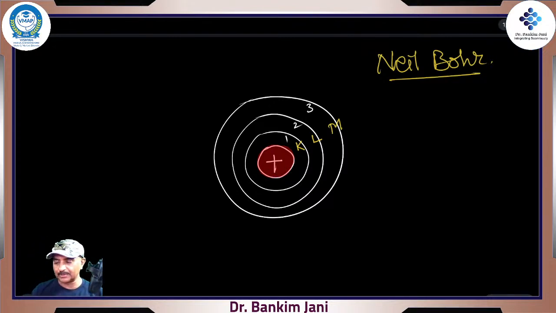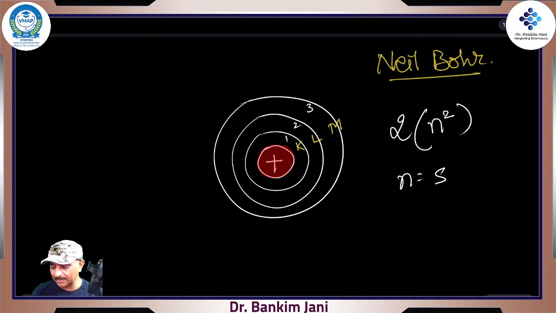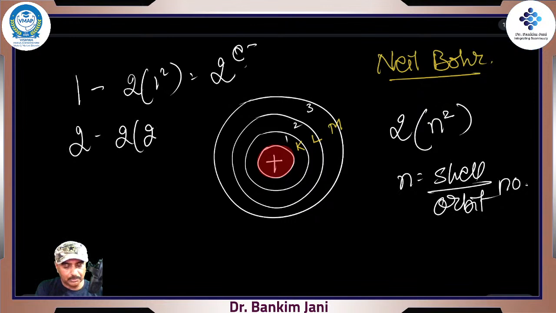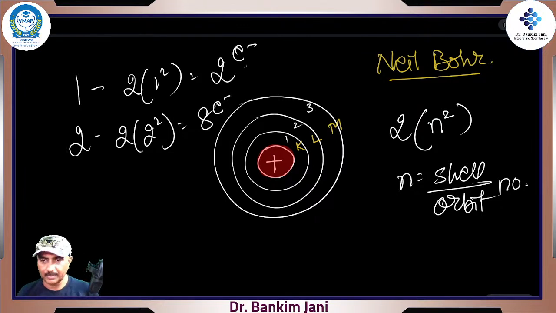So how many electrons will there be? That depends on only one formula, given by Niels Bohr, and it is 2 into N raised to 2. N is the shell number, the shell or orbit number. So in the first shell, it would be 2 into 1 raised to 2, so there will be 2 electrons. Second orbit, 2 into 2 raised to 2, so there would be 8 electrons, and so on.